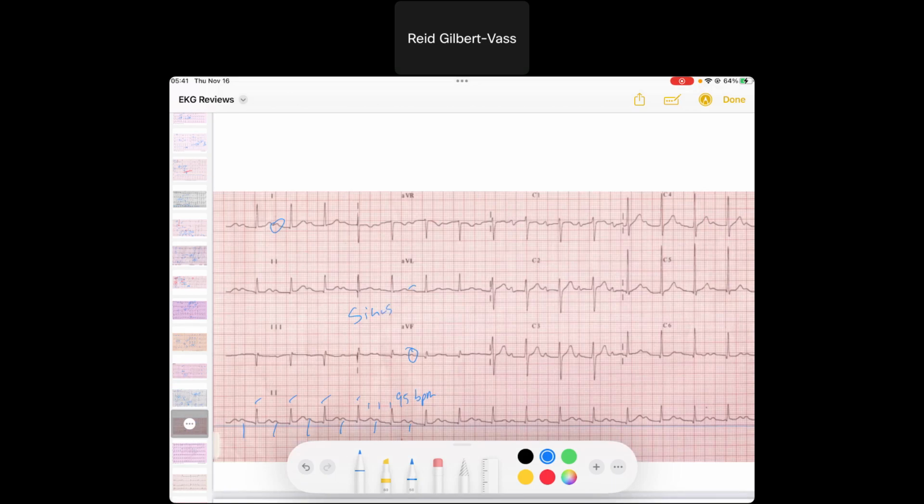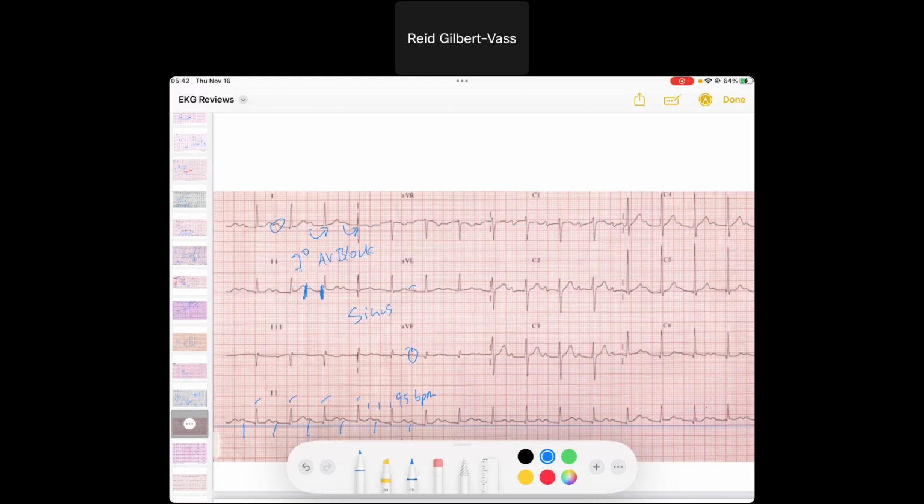We've got every P wave conducts to a QRS throughout the strip. And this P wave, the time it takes for the P wave to conduct to the QRS, our PR interval, is prolonged. And so this is a first degree AV block. Okay.